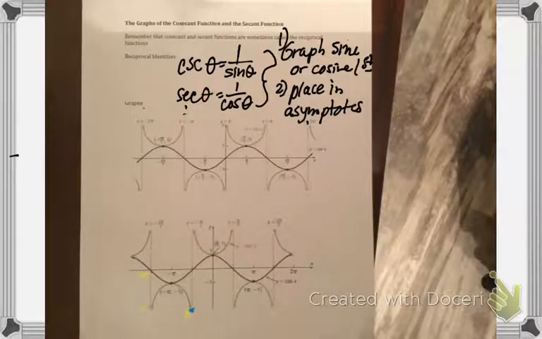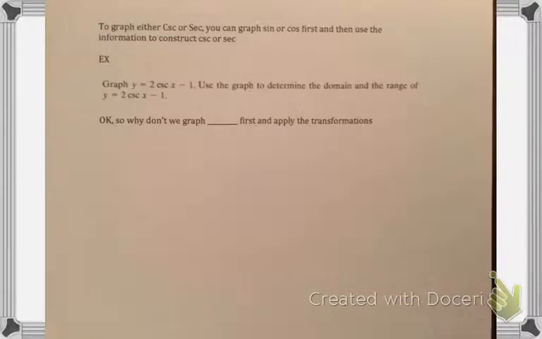Okay. Hopefully you guys are getting this. All right, so here's an example, and I think this may be one of the latter pages of our notes here. The first thing we have to do with this is we have to graph its reciprocal. So the reciprocal of cosecant is sine. Okay, so what am I going to graph? I'm going to graph y equals 2 sine x minus 1.